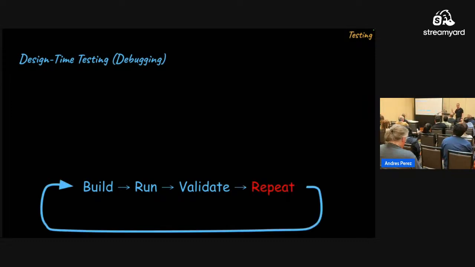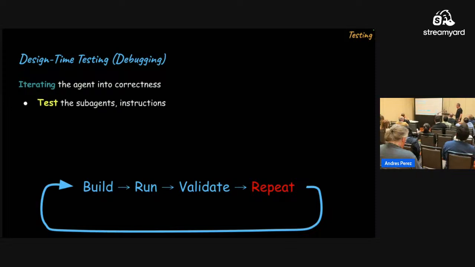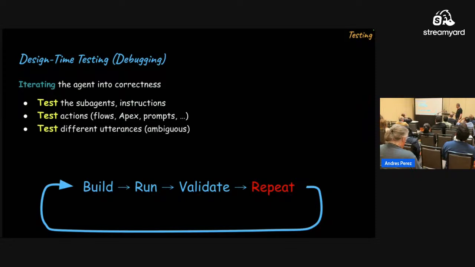Until you get it. Iterate over correctness. You want to test your sub-agents. You want to test your actions. You want to test different tolerances, etc.